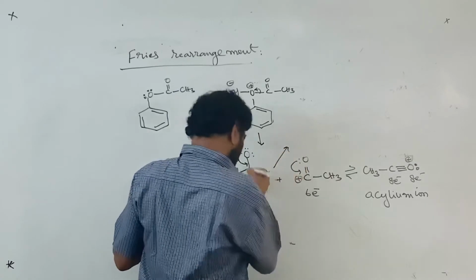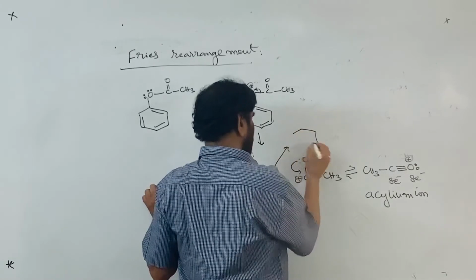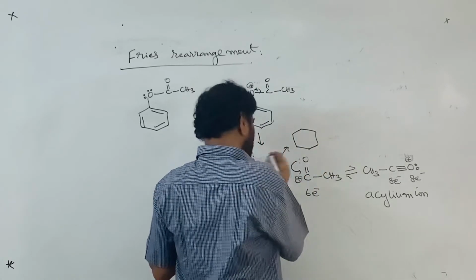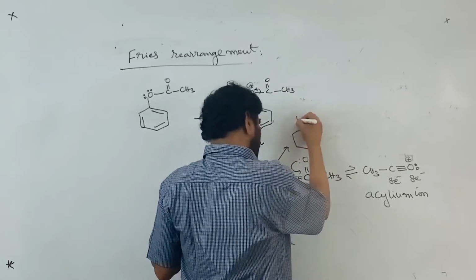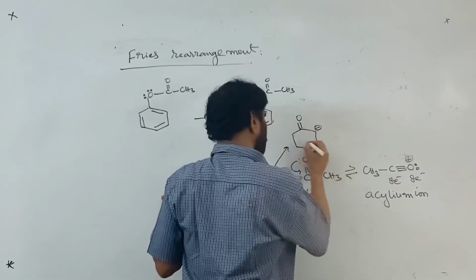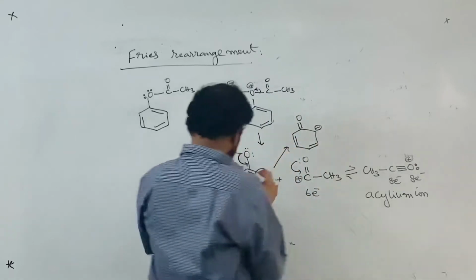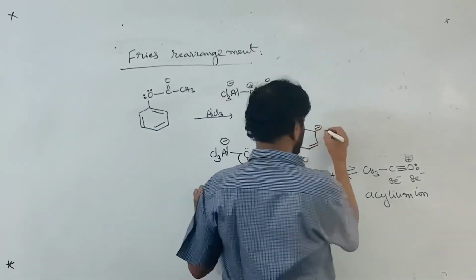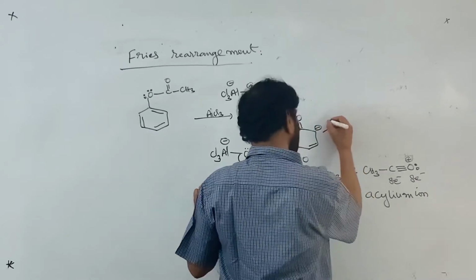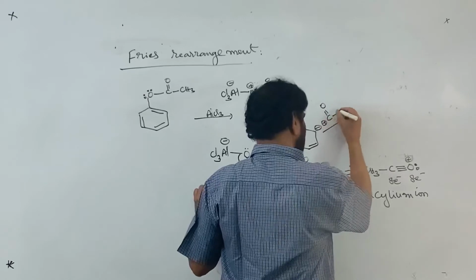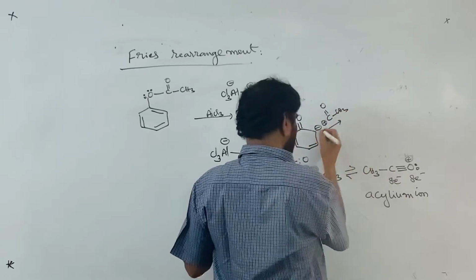Due to this, what happens? This becomes the... directly. I am cutting the bond. AlCl3 is coming out, and this ortho position is positively charged. Now the C double bond O negatively charged acetyl carbocation electrophile is attacking here.